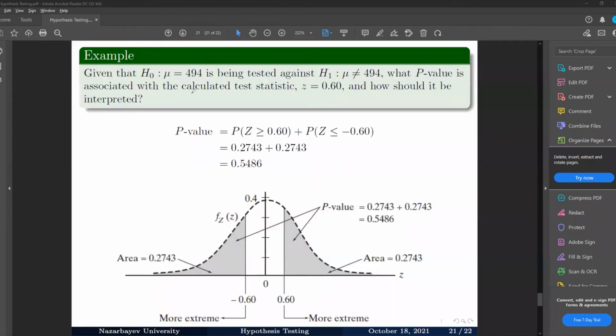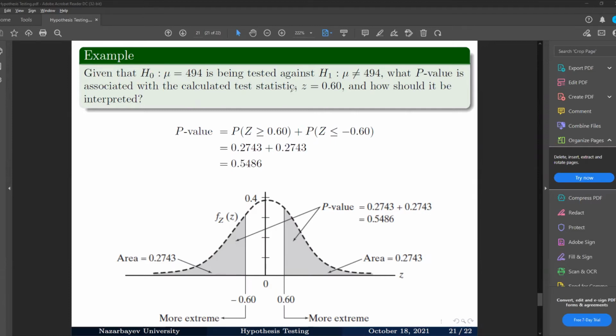All right, so let's take a look at the following example. Given H naught, mu is equal to 494, being tested against the alternative hypothesis of the mean not being equal to 494, so a two-tailed test, what p-value is associated with the calculated test statistic?